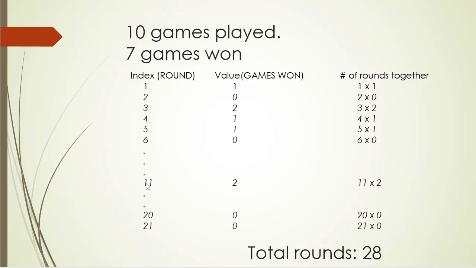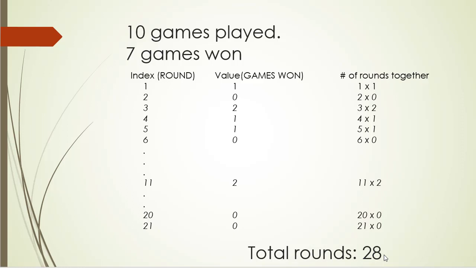So the calculation goes like this. We will simply multiply the round number with the number of games that ended with that number of rounds. So we won 1 game in round 1, so we multiply it by 1. We didn't win anything in round 2, so we'll multiply it by 0. But we won 2 games in round 3, so we multiply 3 times 2. 1 game in round 4, so 4 times 1. 1 game in round 5, so 5 times 1. And then 2 games in round 11, so 11 times 2. So that, when you add it all together, gives us total rounds equals 28.